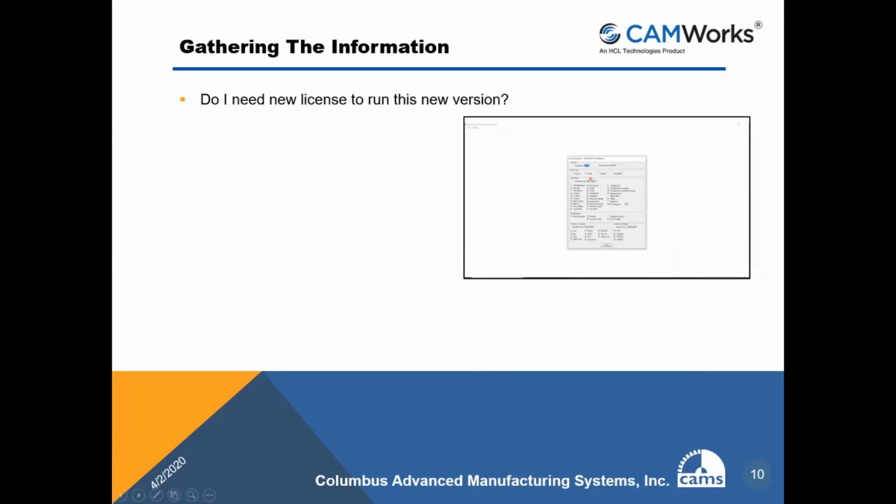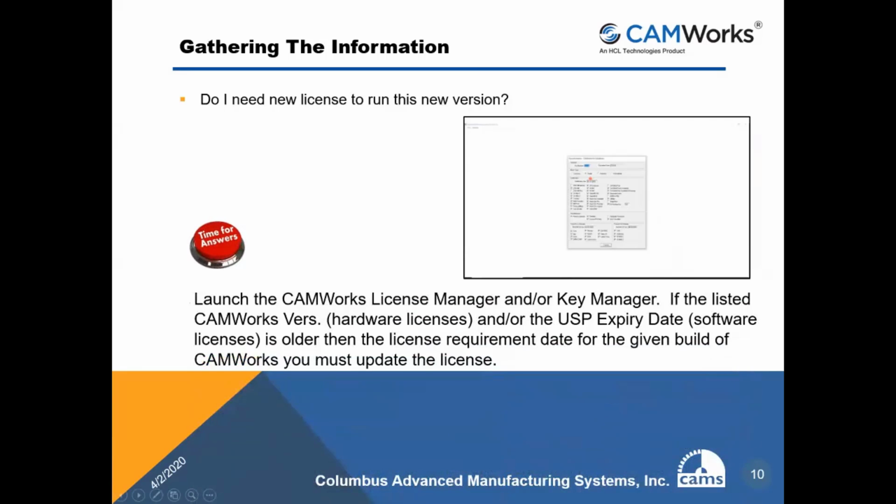And then continuing on here, do I need new licenses to run this new version? That's a very popular question. So we've got some answers for that and how to get it. To answer this, we're going to launch the license manager and/or key manager, depending on what type of license you have. If the listed CAMWorks version on hardware licenses or the USP expiration date in the software license is older than the license required date for the given build of CAMWorks, you must update your license.